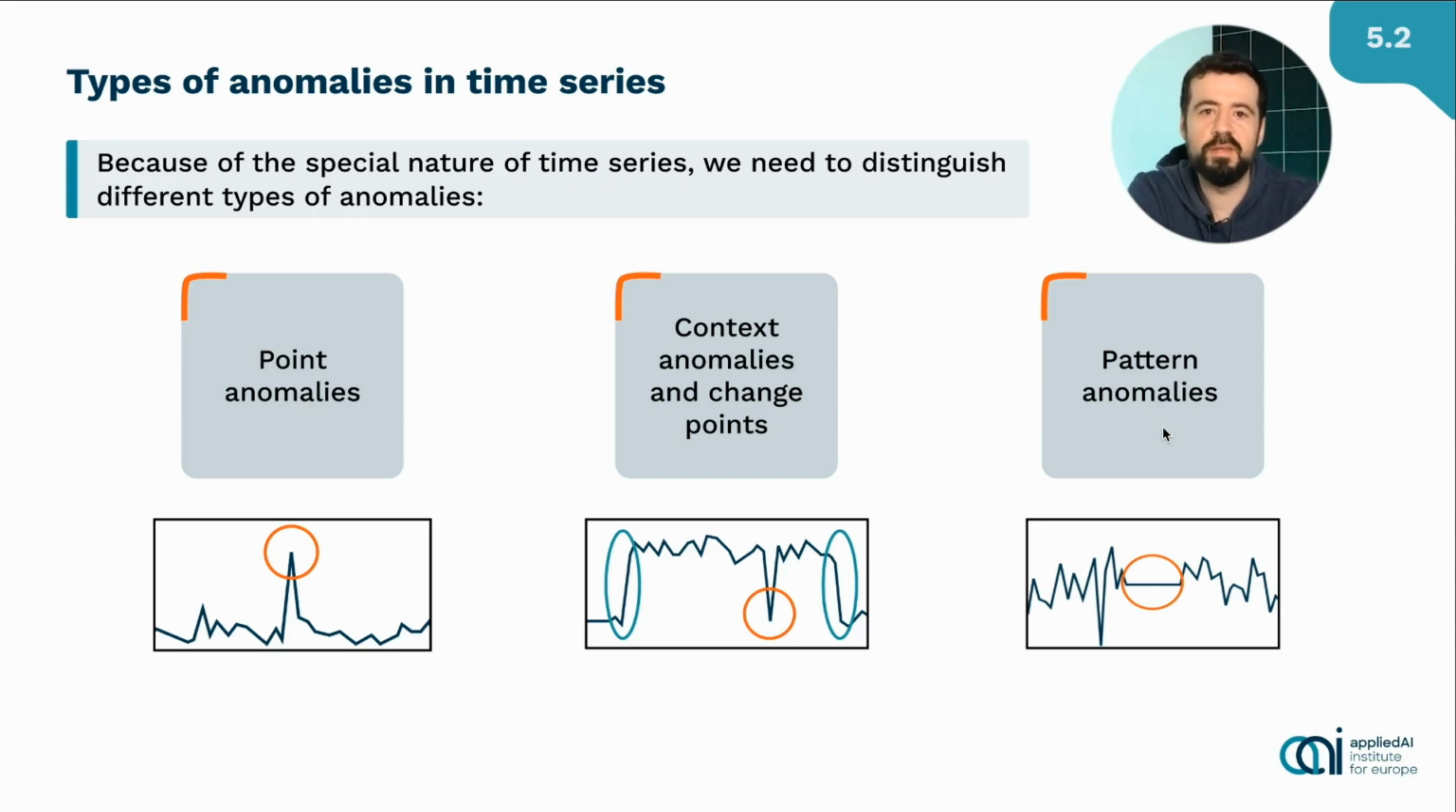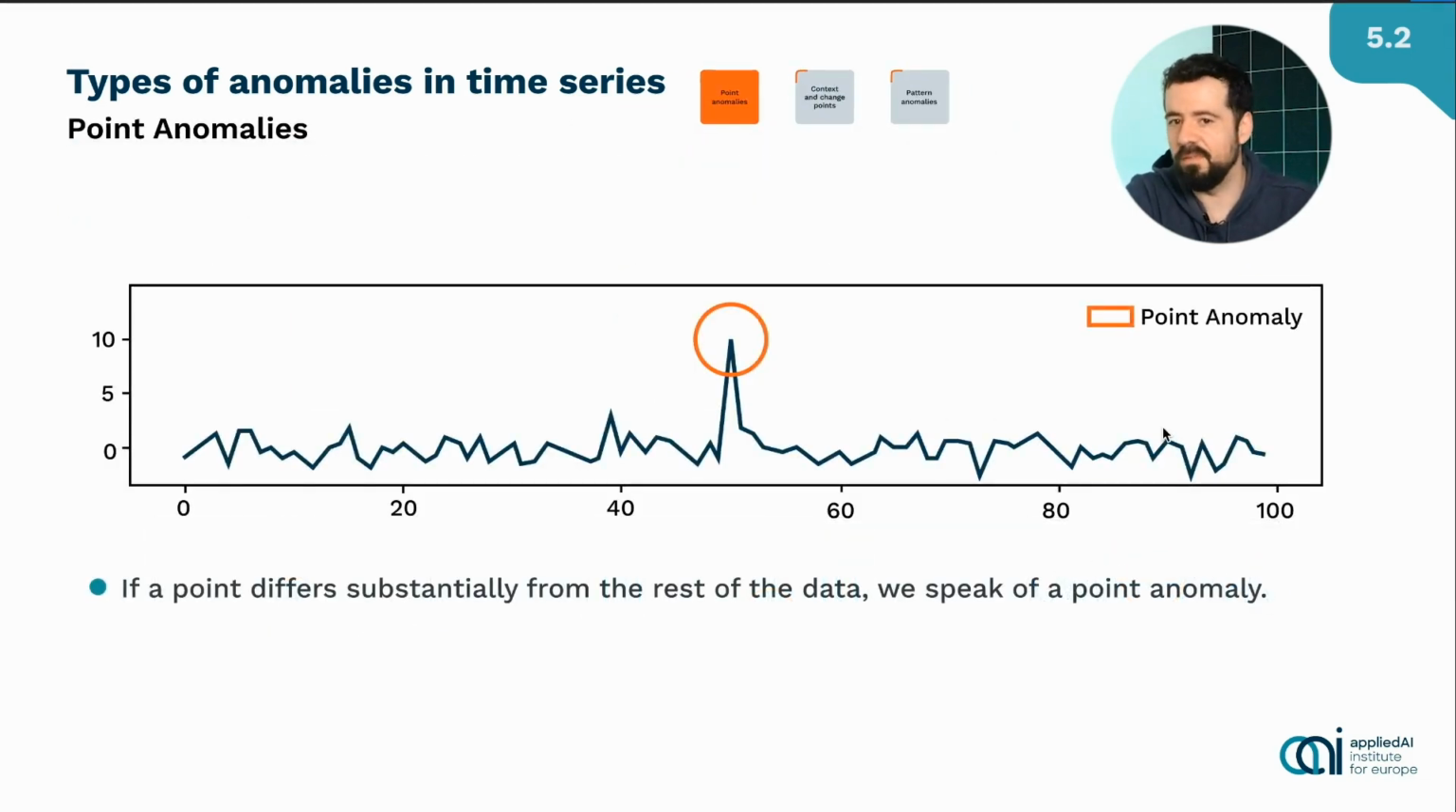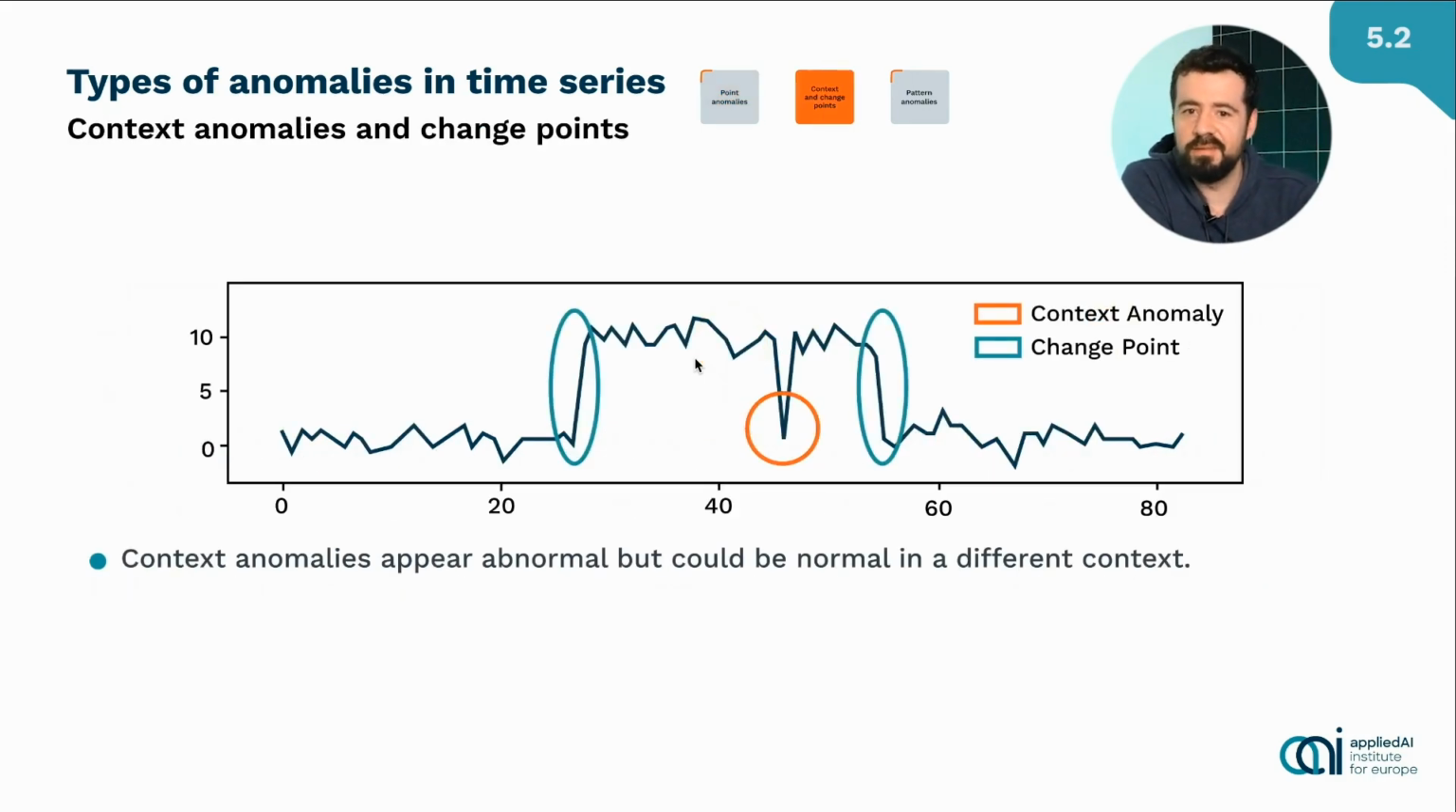So first of all, point anomalies. These are the ones that we've also tried to identify when we were working with spatial or IID data. So these are points that do not fit to the rest of the time series. Okay, a bit more interesting are context anomalies. In this case, we talk about anomalies which are not necessarily anomalous if I look at properties of the time series as a whole. So for instance, not anomalous with respect to the global mean or the global variance, but they are anomalous in the context in which they appear.